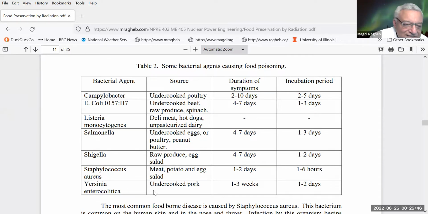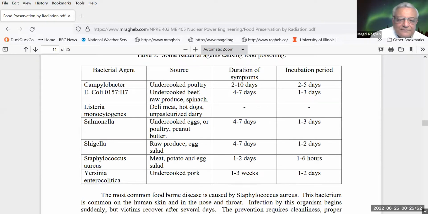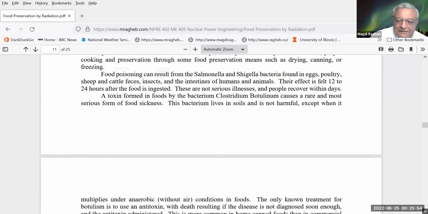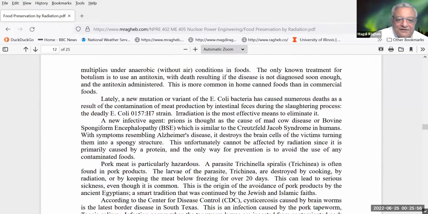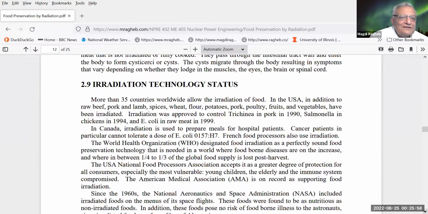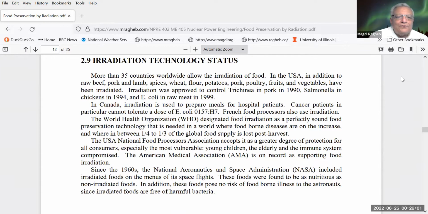Yersinia enterocolitica, that's undercooked pork, and you can get sick here for 1 to 3 weeks. All right, so again, is there a remedy for this? And the remedy that is being proposed is a new technology of irradiating our food supply that is prone to bacterial and fungi infection with radiation.